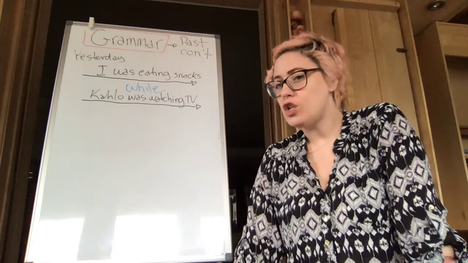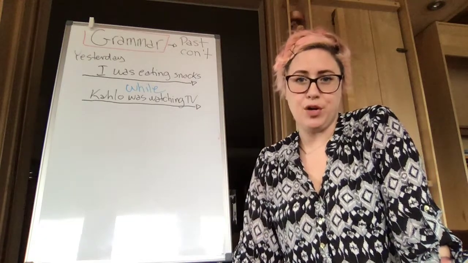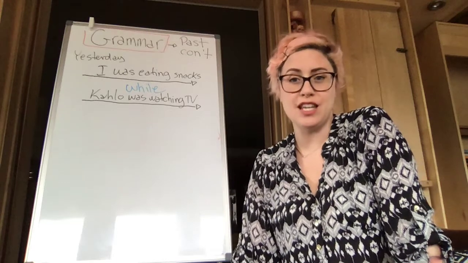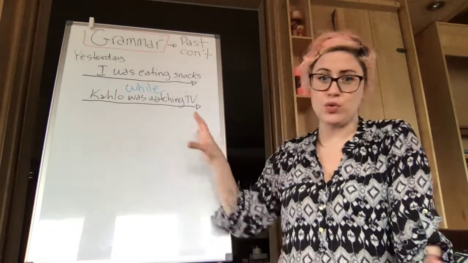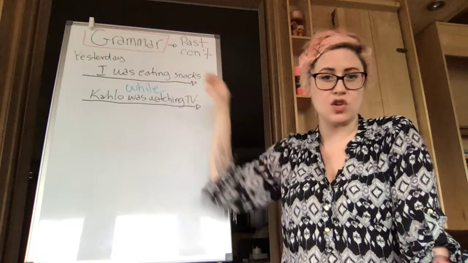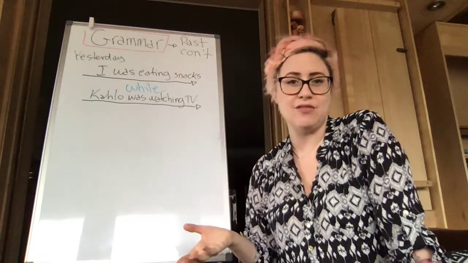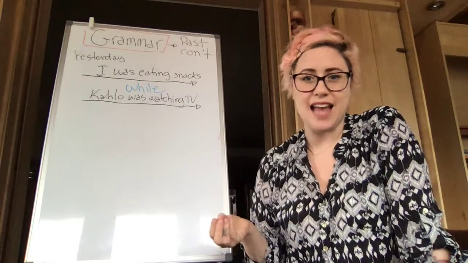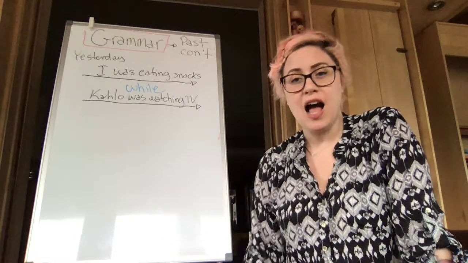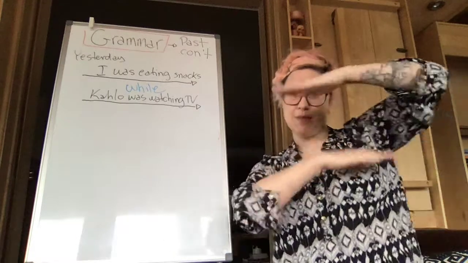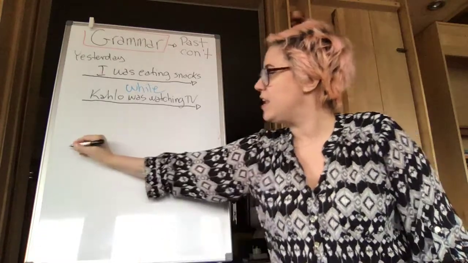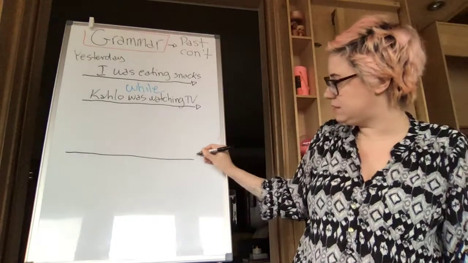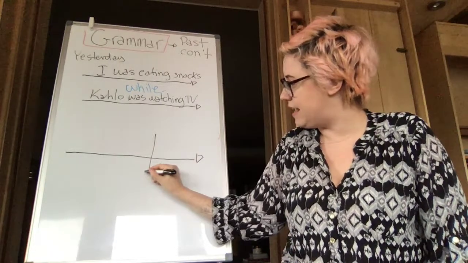Okay, so this is the first example. Two long, continuous actions happening at the same time. Now, you can choose which order these go in. So you can say, Callow was watching TV while I was eating snacks. That's totally fine too. The meaning is exactly the same no matter which one comes first. Okay. The next example is this.